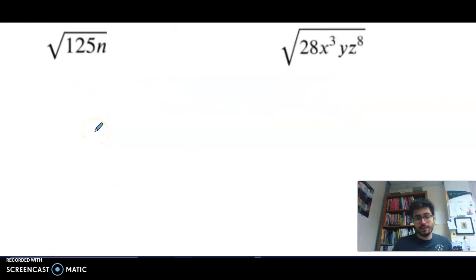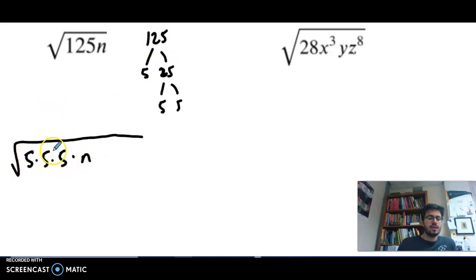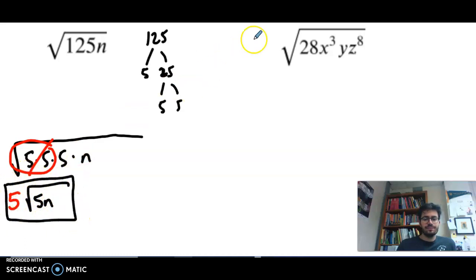Sometimes I have variables, I can do the same thing. So let's start. I have 125. I want to factor that. And I'm doing this fast because you know the process, and you can pause if you need to think about it. So 125 is 5 times 5 times 5, and I have an n. I have a pair of 5's. I'll put 1 5 on the outside, and then I have 5 times n left on the inside.